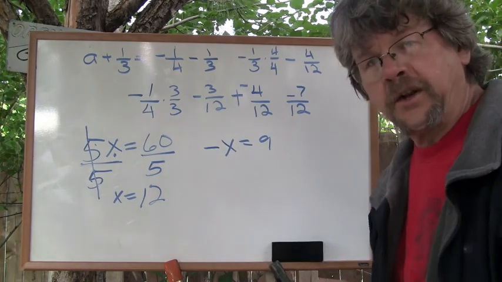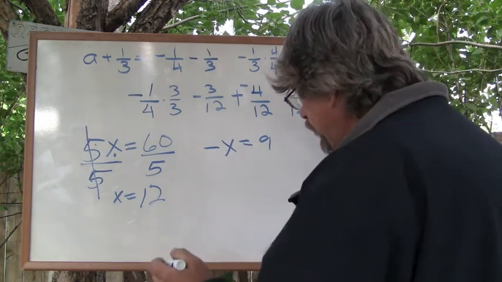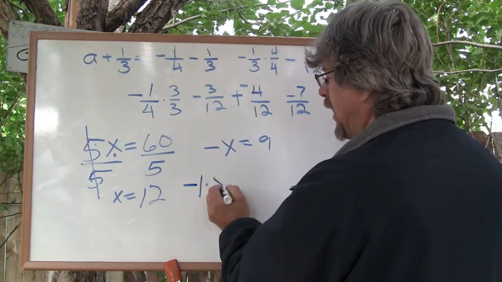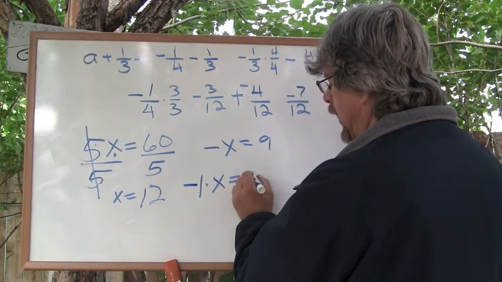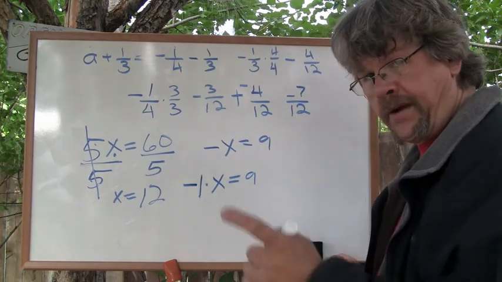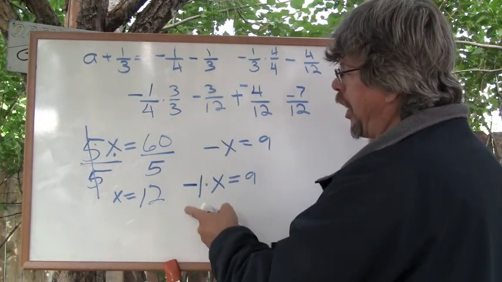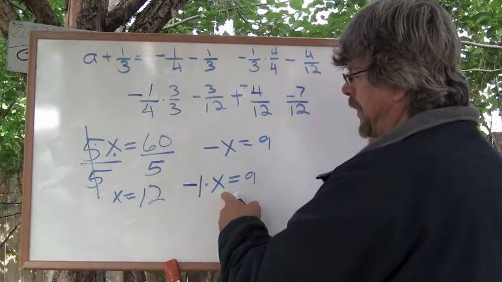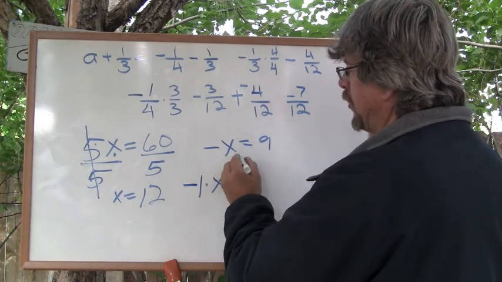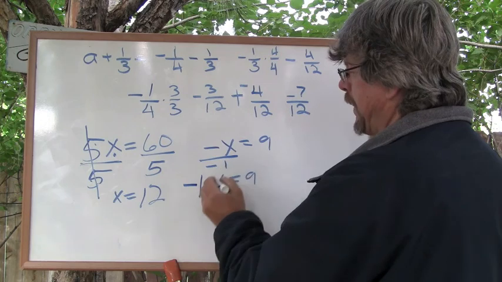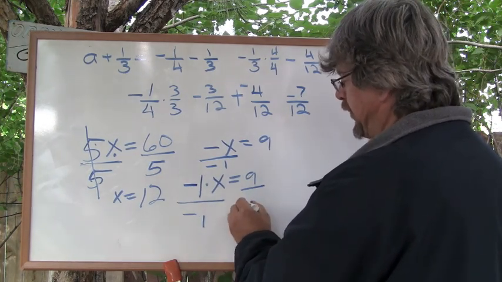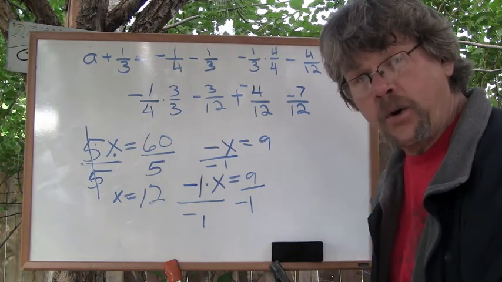This is equivalent, remember when I told you, this is equivalent to having a negative 1 times x equals 9. Whenever you see a negative, it's always an implied negative 1. Well, how do you get rid of a multiplied negative 1 with x? You divide by negative 1, don't you? What you do to this side, you have to do to this side. You divide by negative 1.